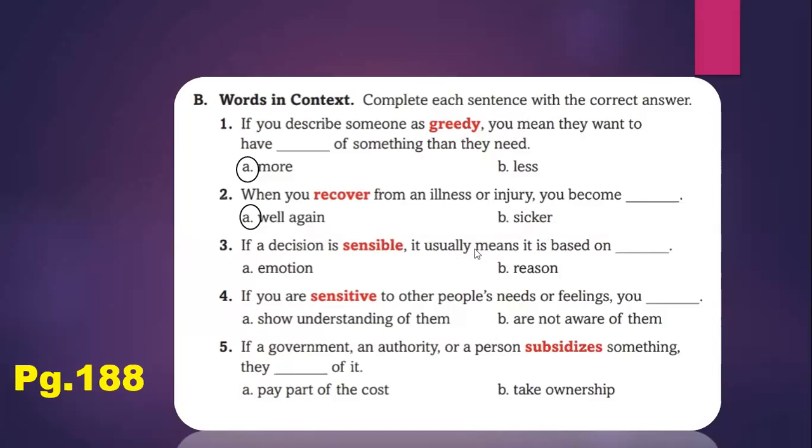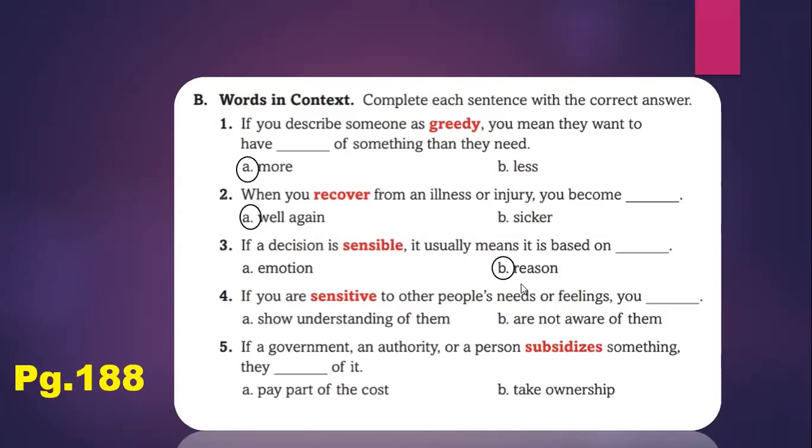Exactly. And number 3, if a decision is sensible, it usually means it is based on emotion or reason. I know you guys know it. Are you sure, Nicole? It's about emotion? Abby, sure? Or it could be the other one. Yes, it's the other one. It's reason. Remember, according to the example, a sensible decision, reasonable. You need to think it through well to take it.